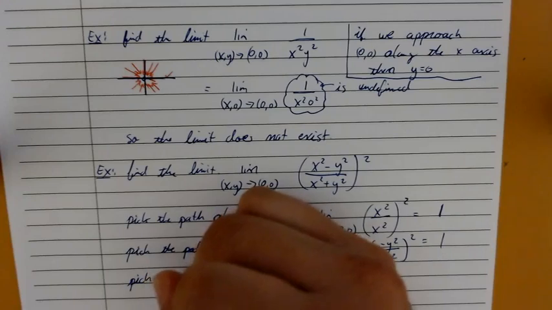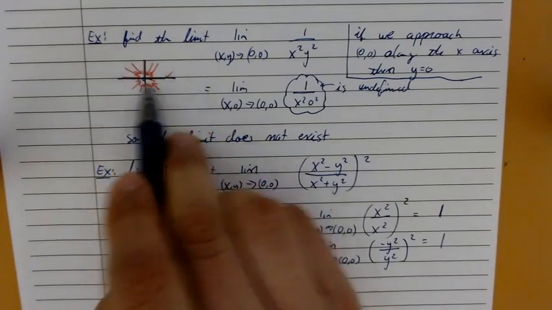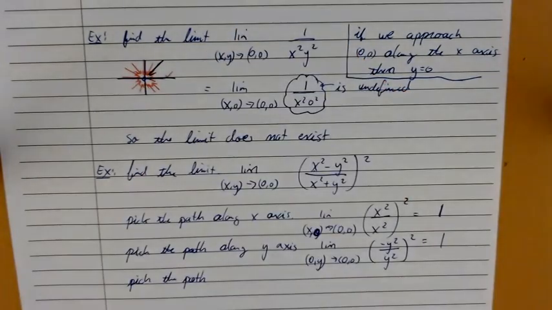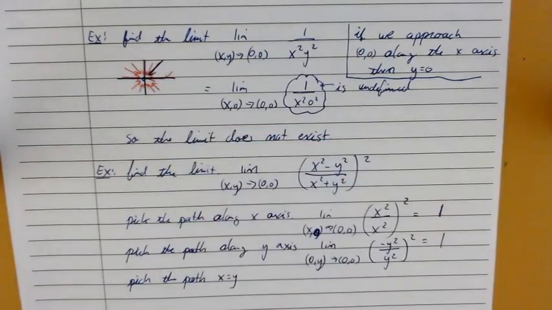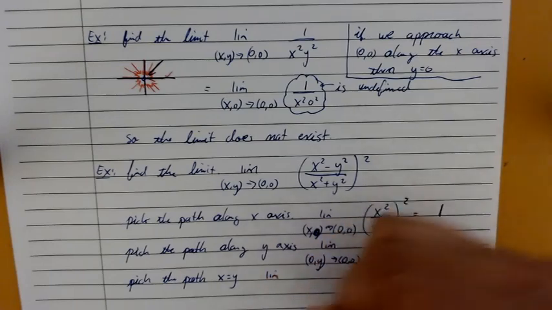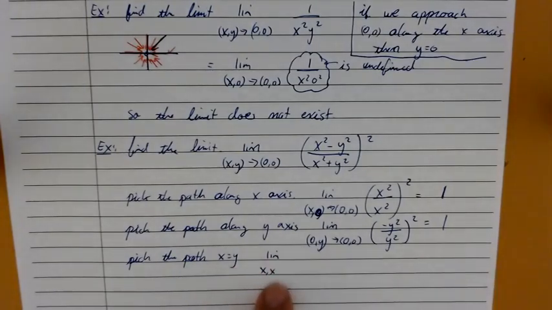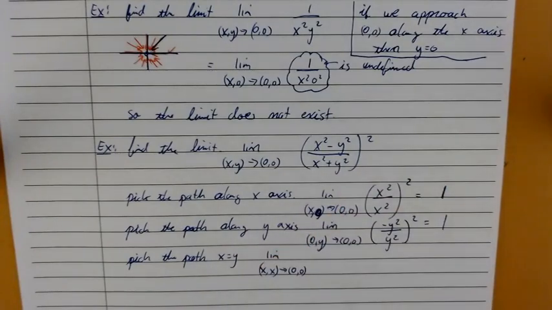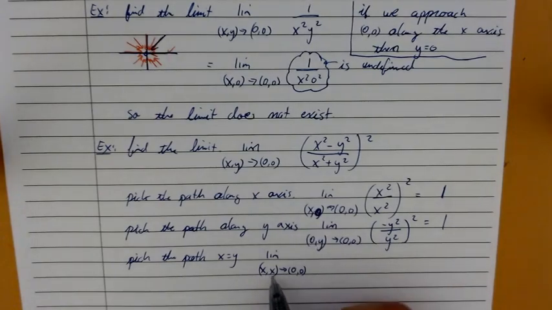I'm going to pick one more path. Because remember, there are other paths to the origin rather than just along the x-axis or the y-axis. What I'm going to do now is come diagonally. I'm going to pick the path where x is equal to y, coming to the origin along the diagonal. In that case, I would have the limit as (x, x) approaches (0, 0). Here x and y are the same, so instead of x and y, I'll just call them both x. So in this case, instead of replacing y's with zeros or x's with zeros, we'll replace y's with x's.